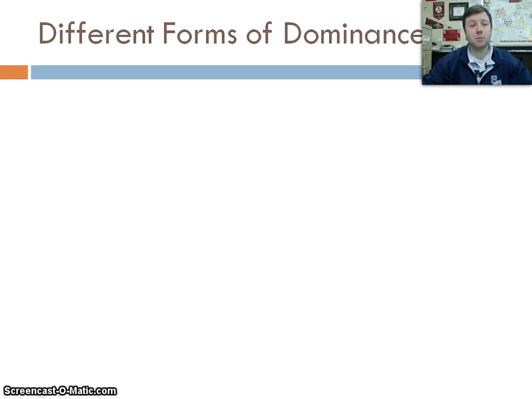Okay, today, as promised, we're going to talk about different forms of dominance. Before, the only example we used was complete dominance, as in if there's even one dominant allele, or in our Punnett square example a capital letter, that is the version of the trait or the allele that phenotype masks or covers up or dominates the recessive allele.